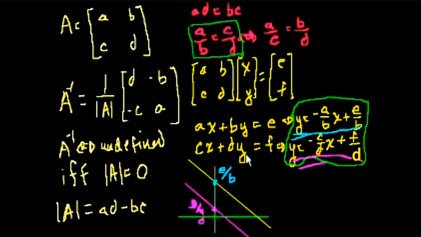The matrix is singular if the two lines that are being represented are either parallel or they are the exact same line. They're parallel and not intersecting at all, or they're the exact same line and they intersect at an infinite number of points. And so it kind of makes sense that the A inverse wasn't defined.